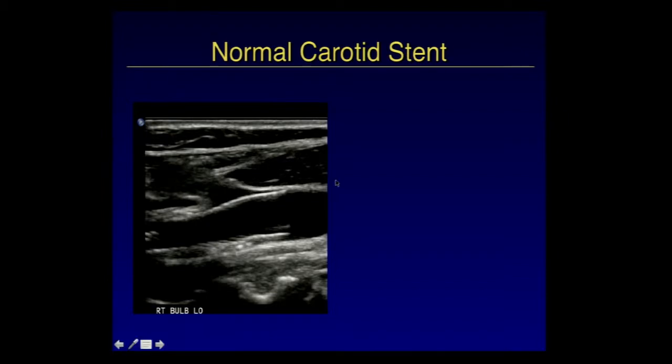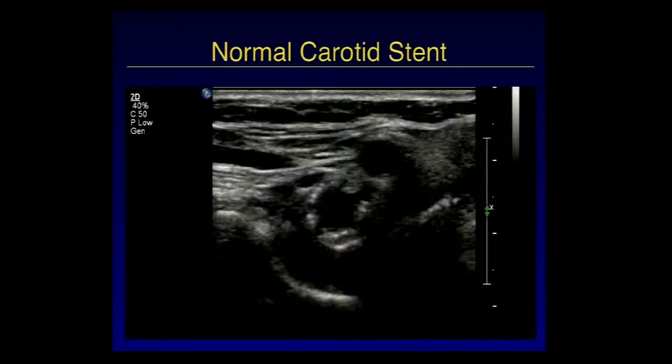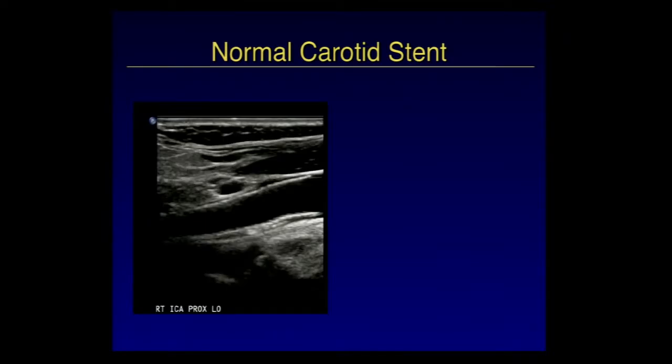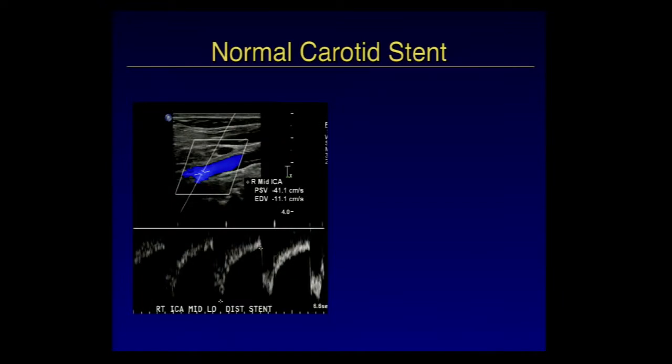So this is the proximal ICA, or in the bulb actually here. It's still in the proximal stent. Then we're seeing in the transverse plane a grayscale image of the stent, and it looks great. And then we're looking in the ICA at the stent, grayscale, which is the mid stent, because the stent goes from the common to the ICA. And we're not getting any significant gradation here. Then in the distal stent, but mid ICA.